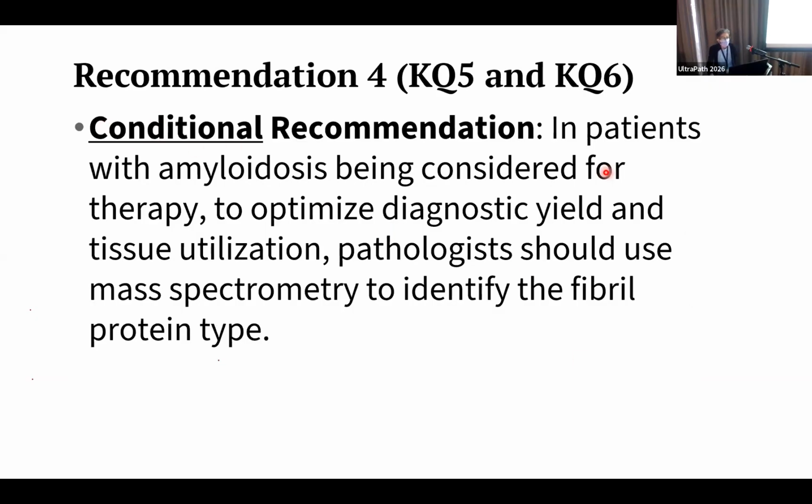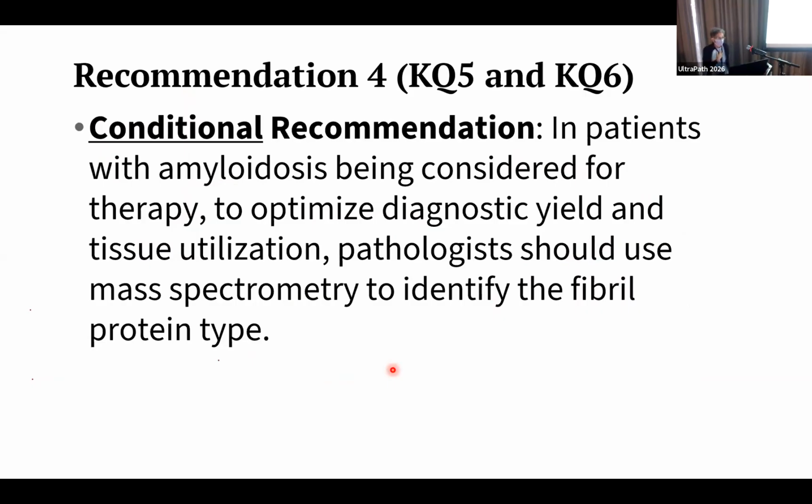When you have patients being considered for therapy with amyloidosis, to optimize diagnostic yield and tissue utilization, pathologists should use mass spec to identify the fibril protein type. Again, and I'm not here advertising mass spec, but we all know who sends it out. It's protein agnostic. You can get whatever you want. You can identify multiple protein types, etc.